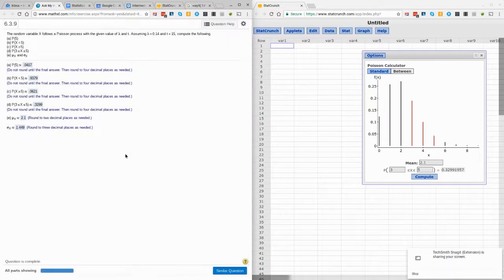All right. So that's how to handle this, just a basic Poisson problem. They're going to give us other word problems where you have to kind of decipher what's lambda and t. But here it's just kind of all laid out for us, and all we have to do is use the calculator to get it right. So I hope that helps.